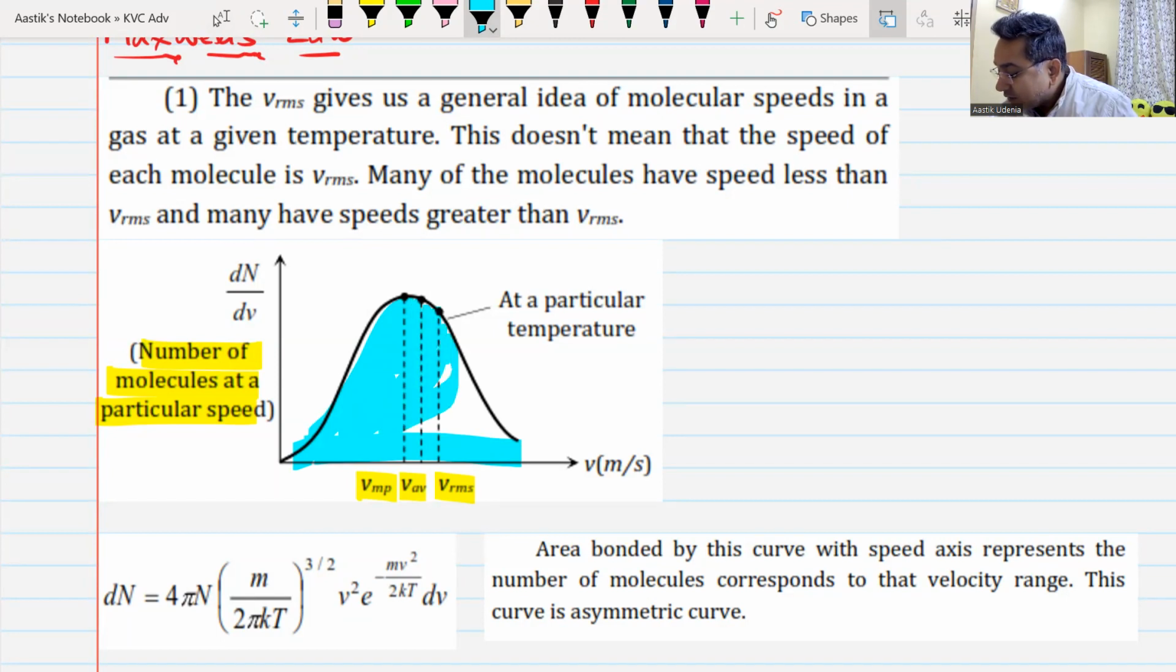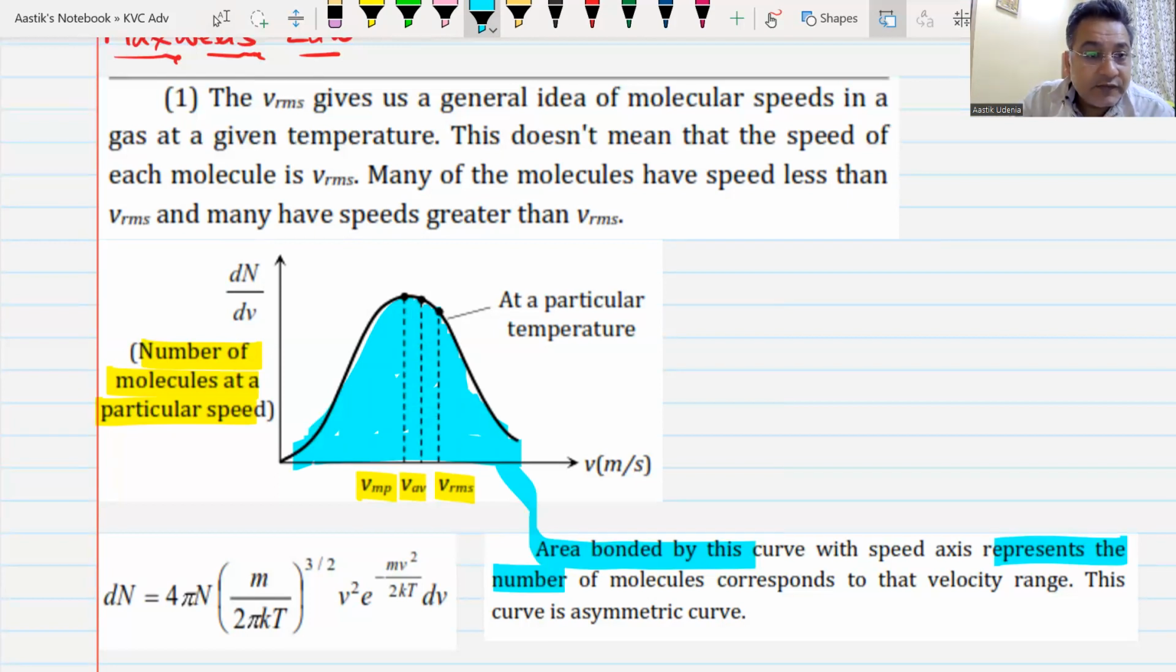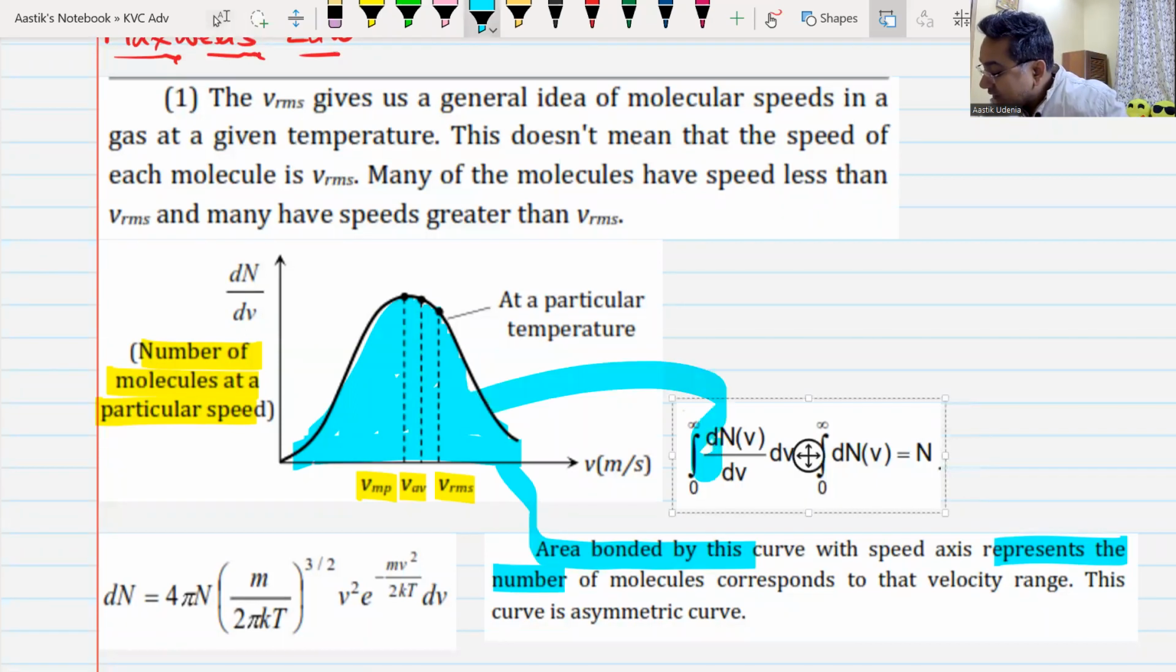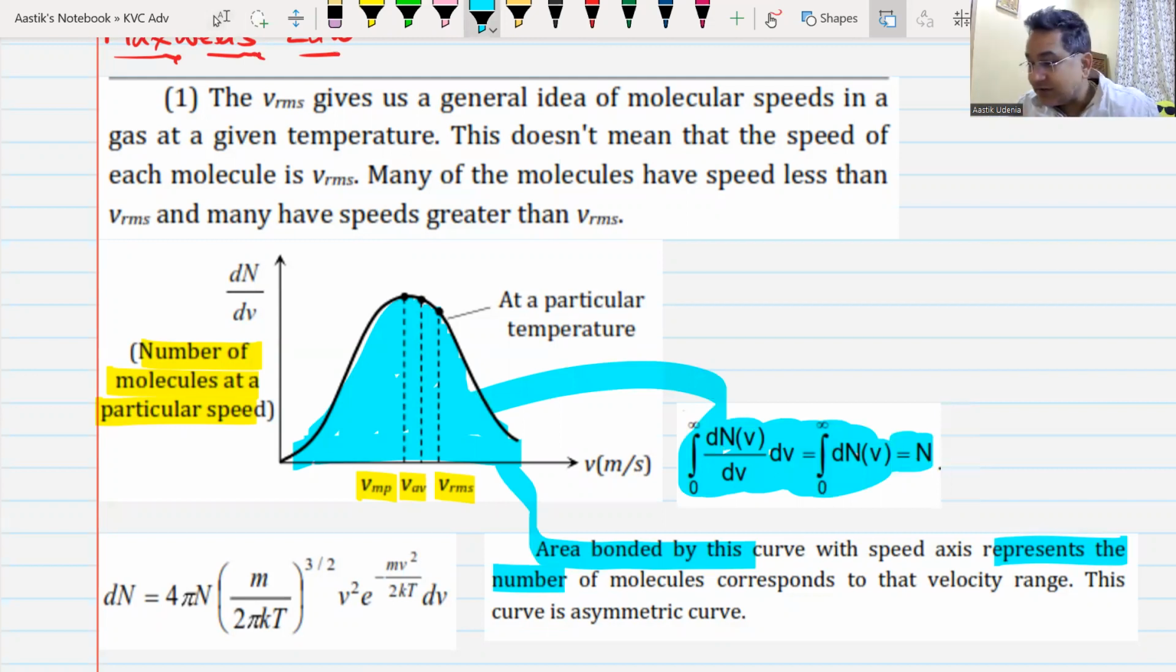Yes, sir. The area under this curve gives you the total number of molecules. So this question may come, they can give you the area and ask you what is the total number of molecules. The area under this curve is given by this integral from 0 to infinity. This integral from 0 to infinity gives us the area under this curve, and it is nothing but equal to the number of molecules N.